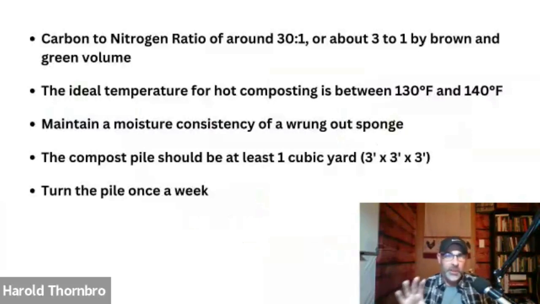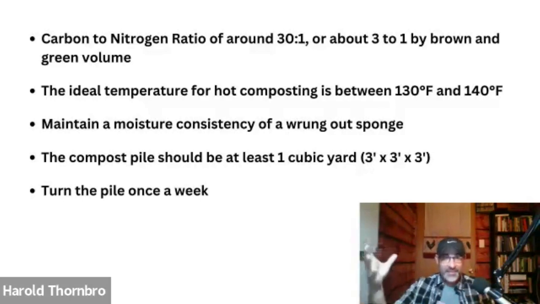Here's the things you really want to know about a compost pile. Your carbon to nitrogen ratio of around 30 to 1. Well, that probably doesn't mean anything to you, right? About 3 to 1 by brown and green volume. In other words, in volume, it'll look like, on average, it depends on what you put in there, because a really high nitrogen thing can adjust that, right? But on average, a 3 to 1 volume, 3 times in volume, brown to green.